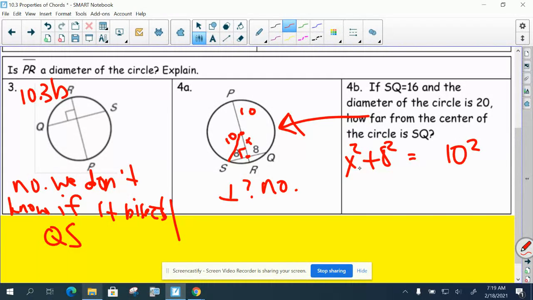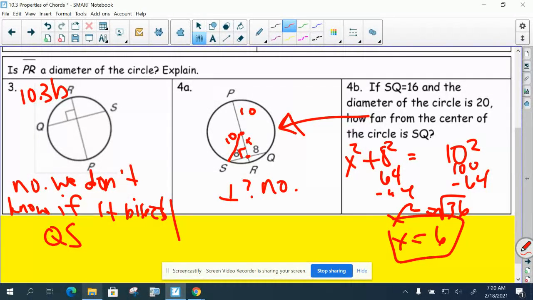Okay, and if you remember the 3, 4, 5 right triangle, you're just doubling it. So this would be 6, but if you didn't figure that out, let's solve it. This would be 64, this would be 100. You subtract 64 over, you get 36. Then if you take the square root of 36, you get 6. X equals 6. All right, so that's kind of an interesting question.